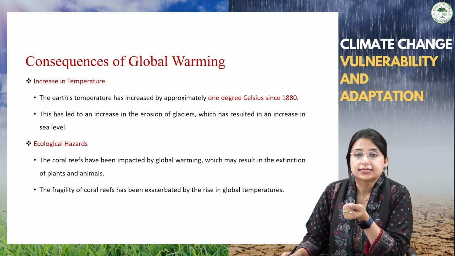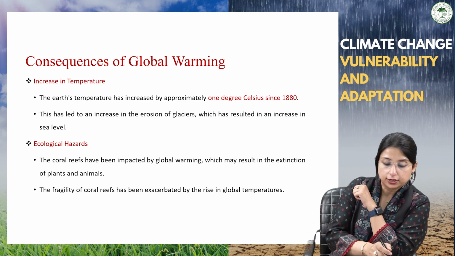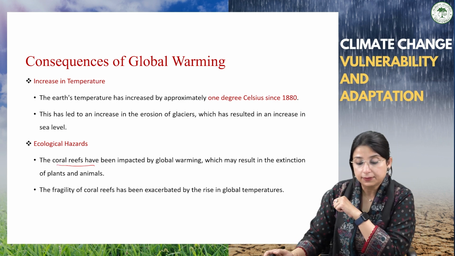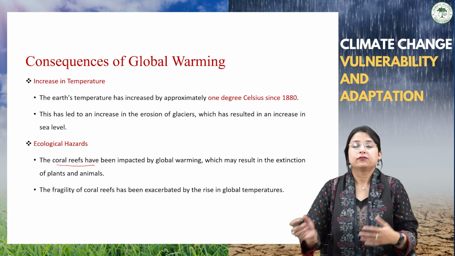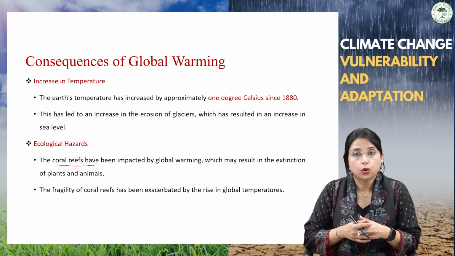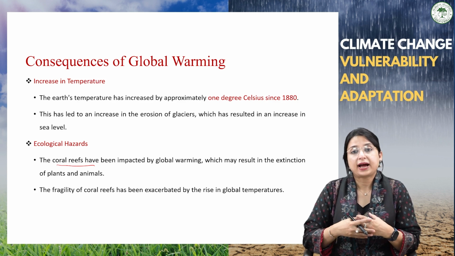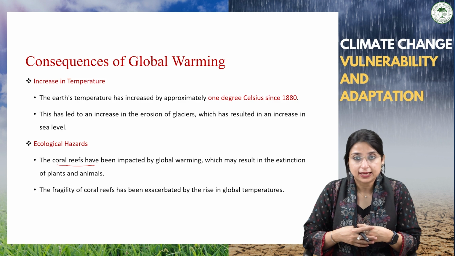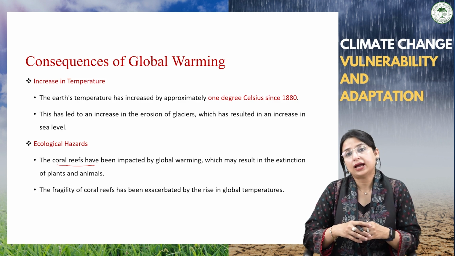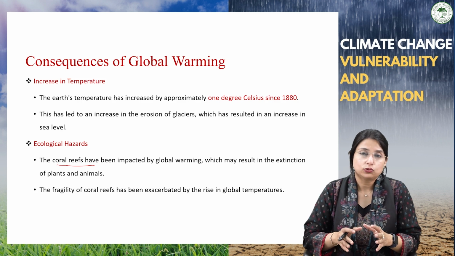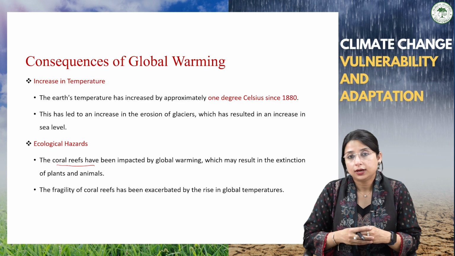Several ecological hazards have been observed due to global warming. For example, coral reefs are greatly impacted by global warming. As we know, these coral reefs are mainly built by coral polyps, and coral polyps live in symbiotic association with algae. Algae provide food to the coral polyp, and these algae are known as zooxanthellae. So these zooxanthellae live in a symbiotic relationship with the coral polyps.